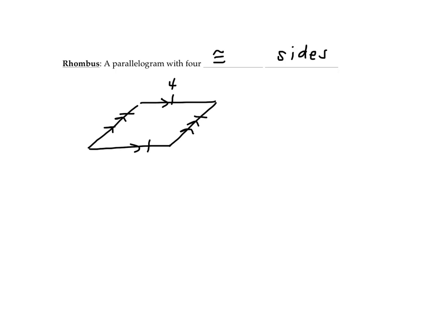So let's say the sides are each 4 units long. Then we have what's called a rhombus. Again, it must be a parallelogram first, but then if all 4 sides are congruent, we can determine that it's a rhombus.